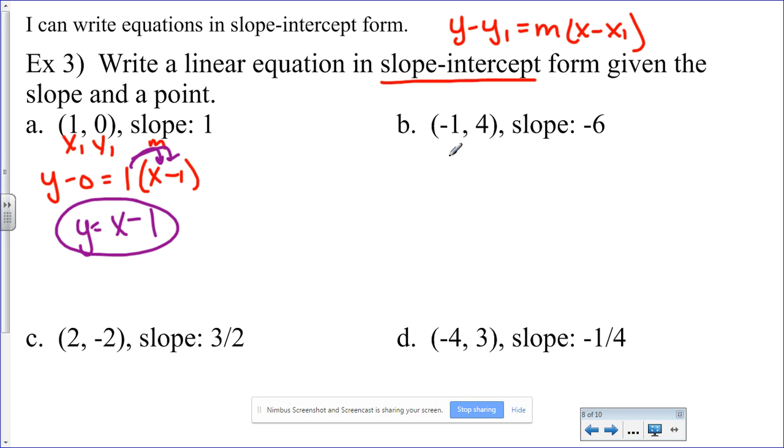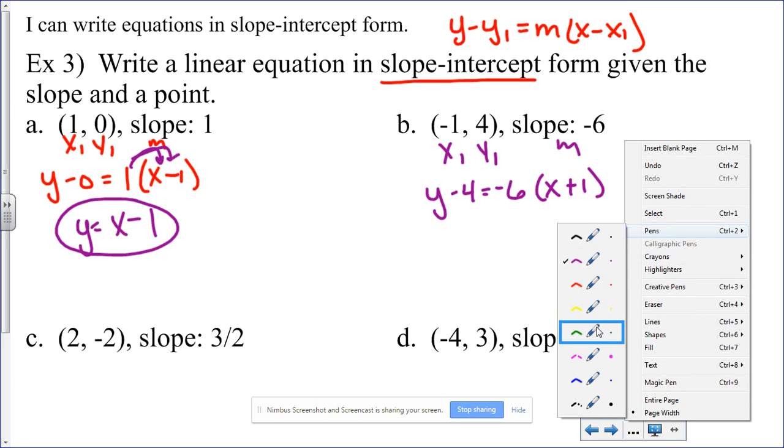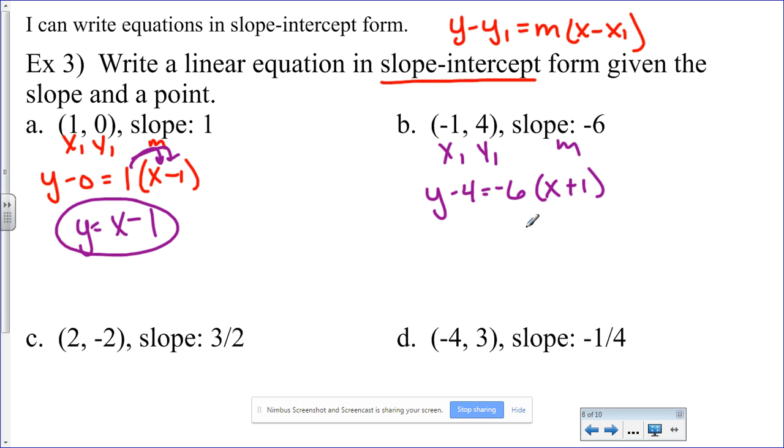Let's go ahead and look at B. x1, y1, m. So when I plug this in, I have y minus 4 equals negative 6 times x minus negative 1. So remember the sign changes to a positive or a plus. And then once we get to this point, I have my point-slope form, but my problem is asking me to write it in slope-intercept form. So I need to go ahead and distribute.